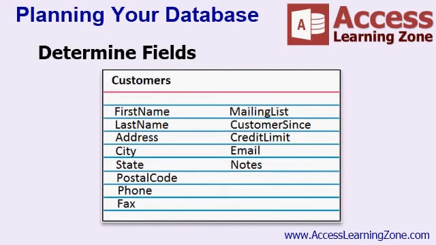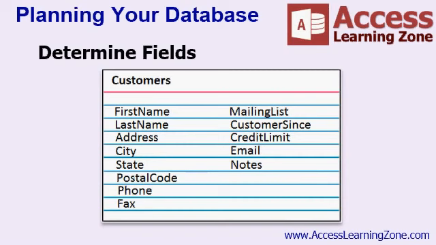So for example, in my customers table, I've got basic information like first name, last name. You can put middle name and all that stuff in there too if you want that. Address, city, state, postal code or zip code. Phone number, fax number. And then some other types of data. Is this customer on my mailing list? How long have they been a customer? The customer since field. What's their credit limit? Email address. And finally some notes.